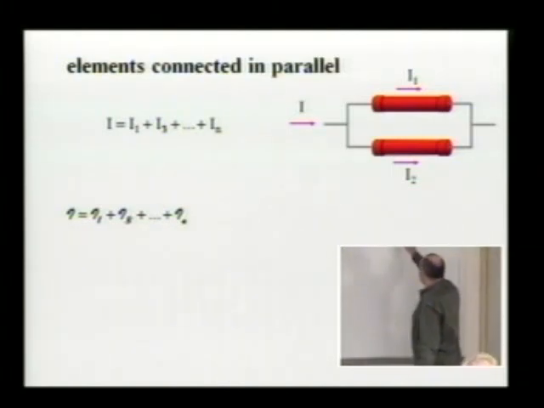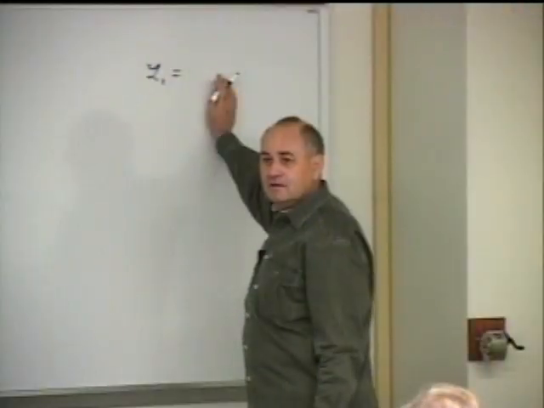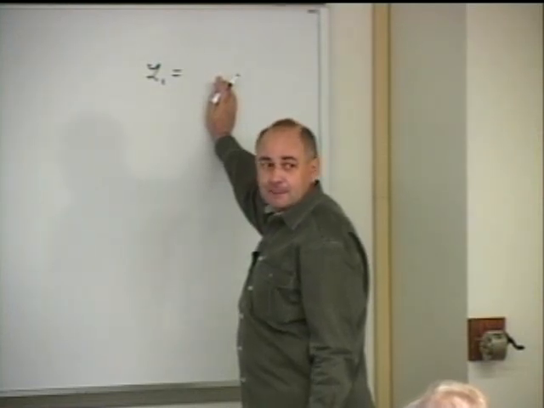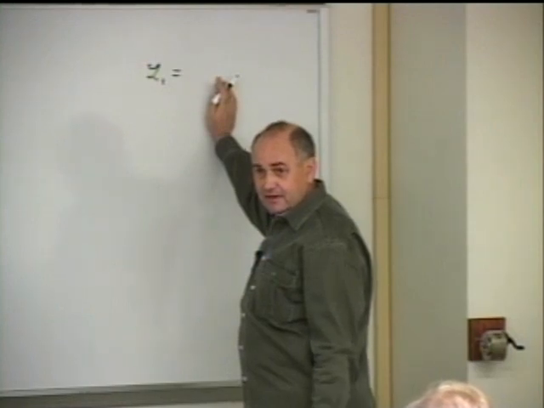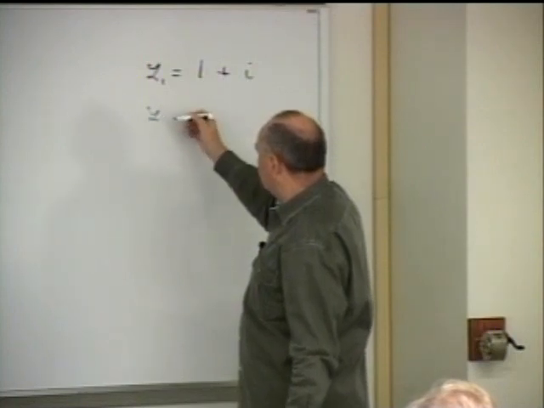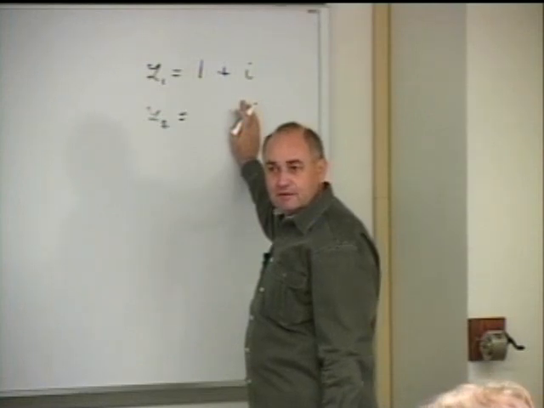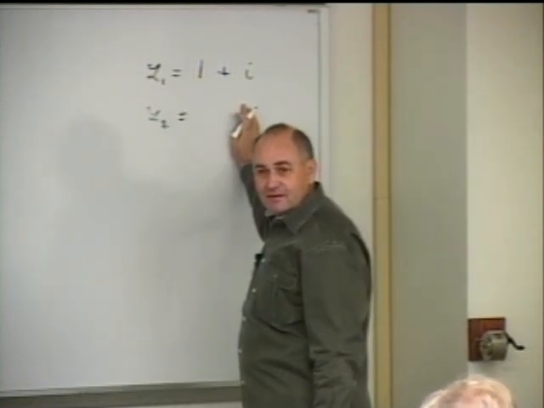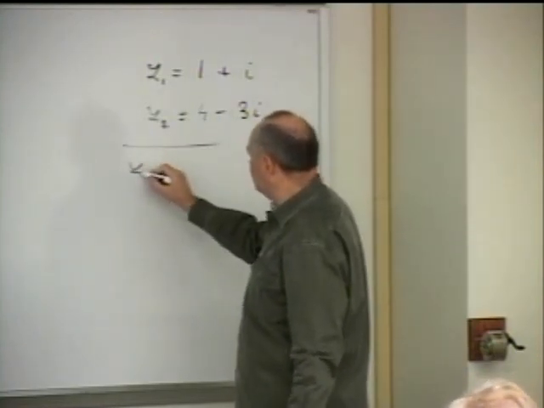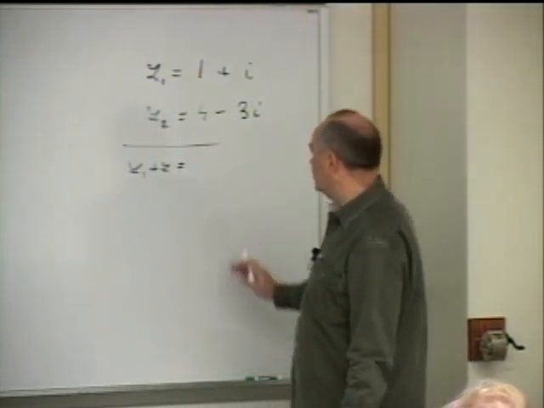So let's take one complex number. Give me a complex number. Any. 1 plus i, for example, okay? 1 plus i. And another complex number. Give me another complex number. 4 minus 3i. Okay, now when I add these two numbers, what will be the real part of the resultant complex number?